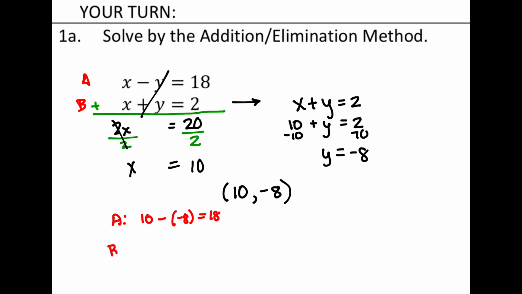And B is x add y. Is that equal to 2? And two negatives make a positive. 10 plus 8 is 18, so that one's true. Positive 10 plus -8 is also true. Okay, so that is correct.